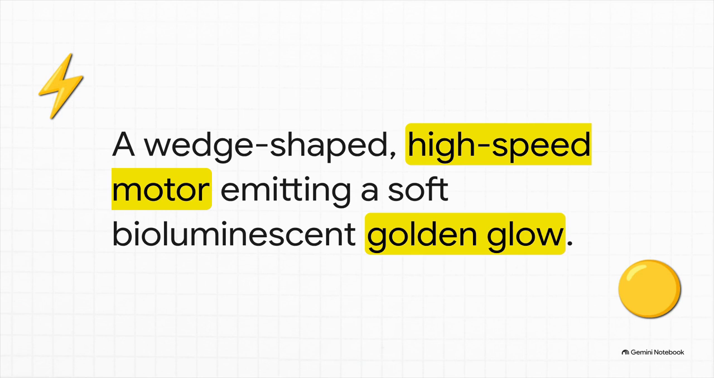Imagine this wedge-shaped, microscopic, incredibly high-speed motor emitting this soft, bioluminescent golden glow. It locks directly onto the twisted double helix and just powers forward, physically unwinding and ripping those intertwined genetic strands apart. It is forceful, it is insanely precise, and it kicks off this whole chain of events.